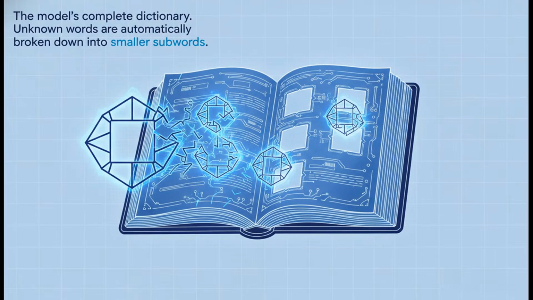The vocabulary itself is the model's absolute, rigid dictionary. It defines every single token the model is allowed to know. If it encounters an entirely new unknown word, it doesn't just panic. It automatically shatters that word down into smaller subword chunks that it actually does recognize.